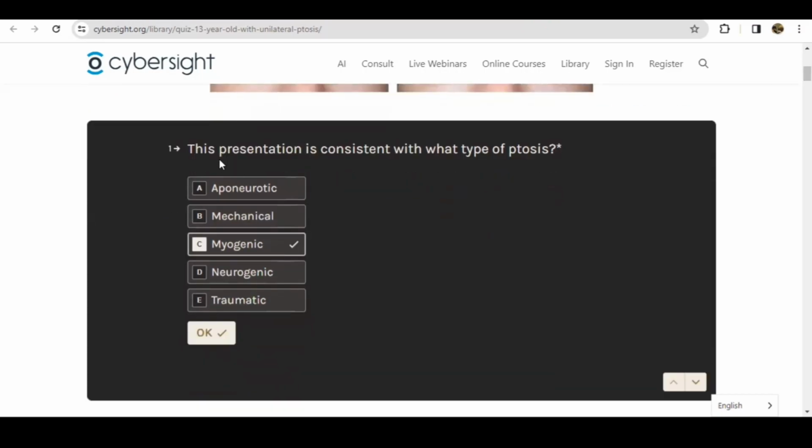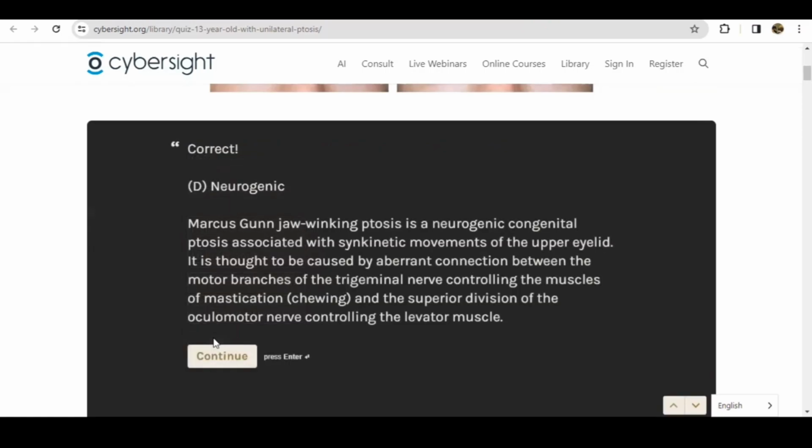So this presentation is consistent with what type of ptosis? It should be neurogenic. Correct. Remember the slide that I shared before about the etiological classification. Marcus Gunn is under the heading of neurogenic. So neurogenic ptosis is not only about third nerve palsy and Horner. You can now add Marcus Gunn under the neurogenic causes.